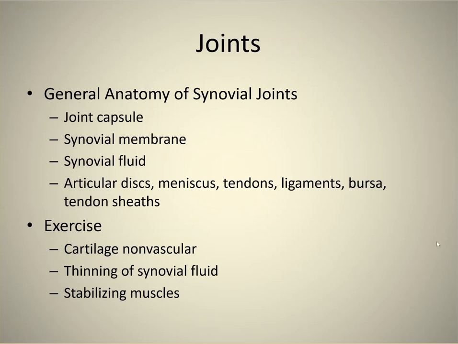Okay, let's continue with slide 8. Looking at the general anatomy of synovial joints, we have a joint capsule that's surrounded by a synovial membrane, with synovial fluid in there, and there are articular discs, that is hyaline cartilage that lines the synovial cavity. Sometimes there are other things called menisci, which are little bundles of fluid. Some synovial joints have that, tendons, ligaments, bursa, which are little sacs of fluid that surround ligaments, and tendon sheaths.